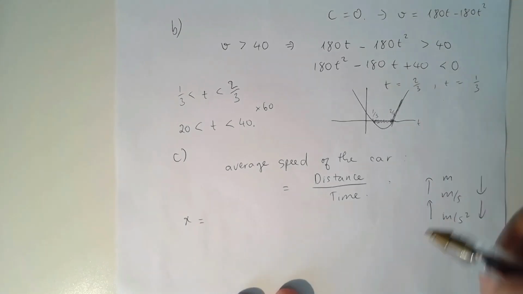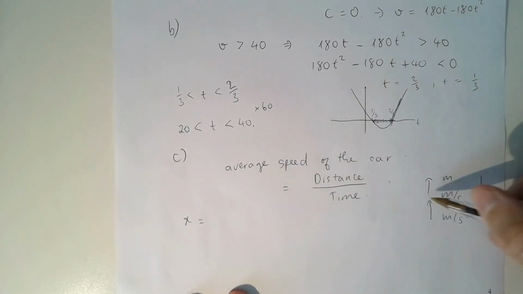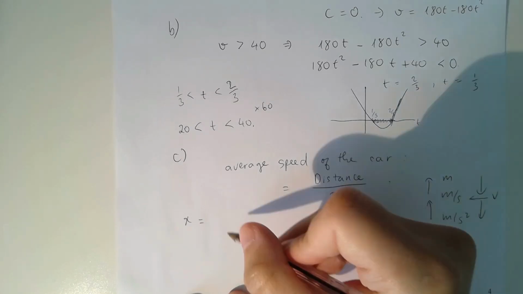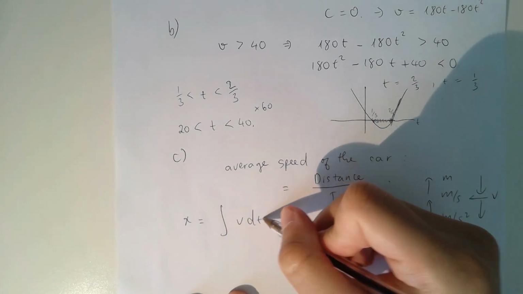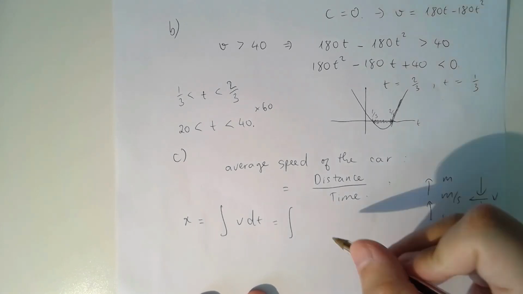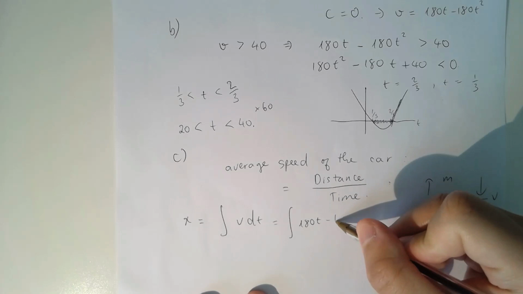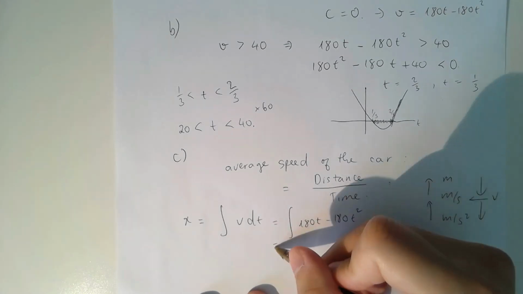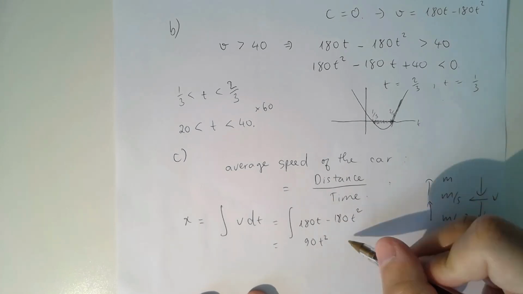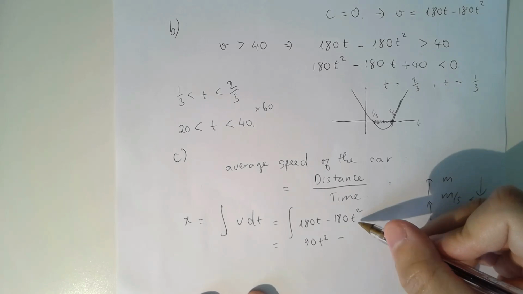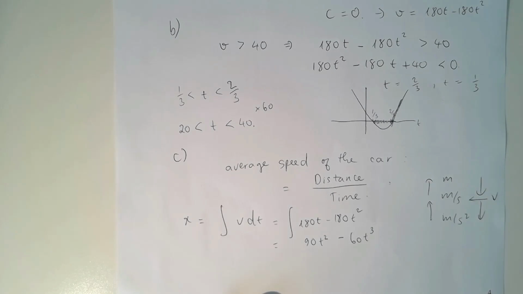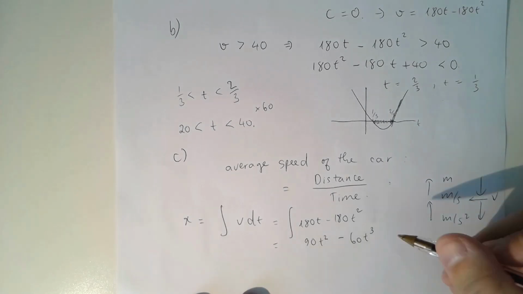So we have a formula for v. To find distance, we have to integrate. Integrate v dt, which is the integral of the formula of v, given as 180t minus 180t squared. So what will give me is 90t squared minus 180t cubed over 3, which is 60t cubed. Okay.